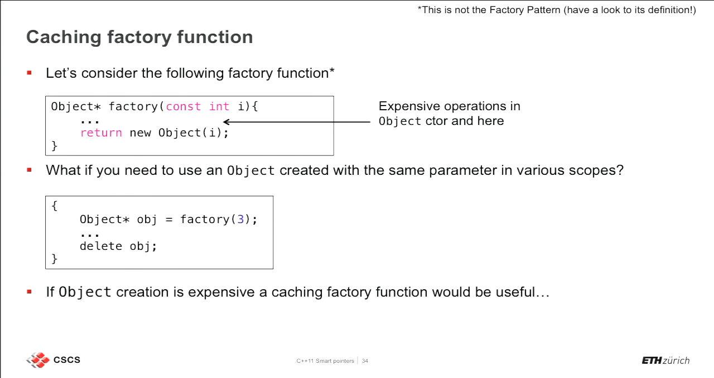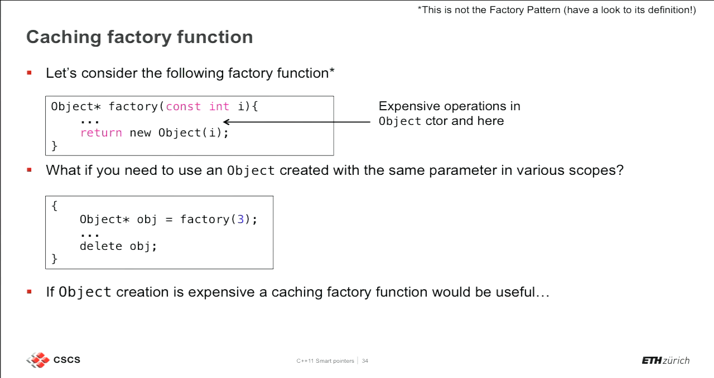Instead, we are using this factory function, which is defined here, which takes in input a set of parameters used, for example, in the constructor of the object. It is a very generic condition. And let's suppose that here we are doing some very expensive operation because we need to compute something for the allocation of this object, and maybe something also expensive in the constructor of the object itself. So basically, the problem is that the constructor of the object is an expensive operation.